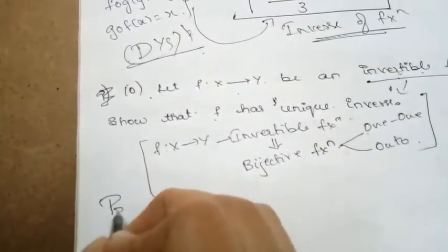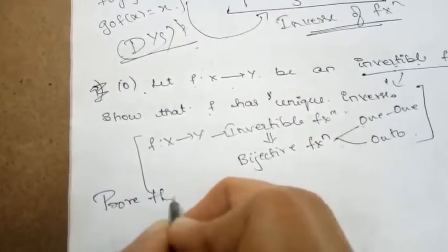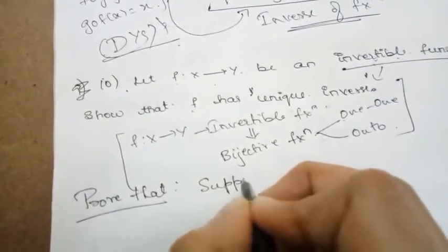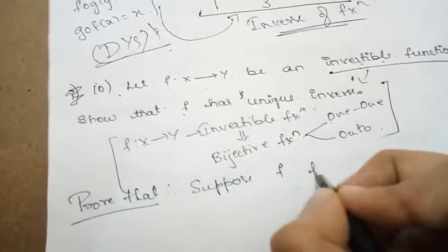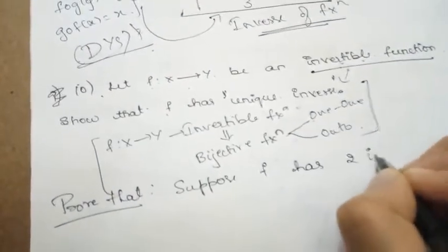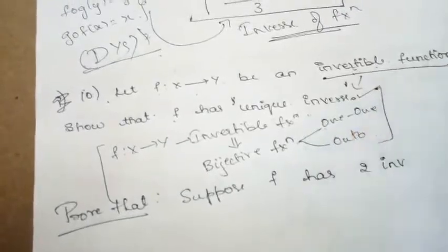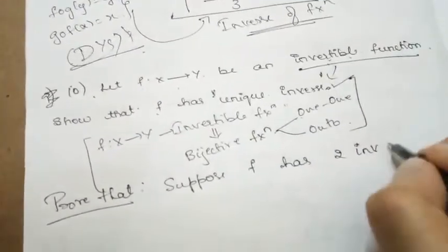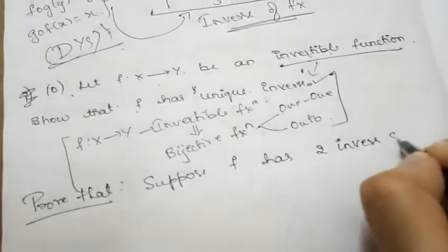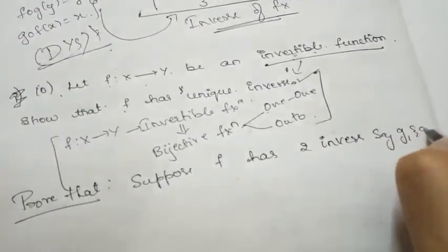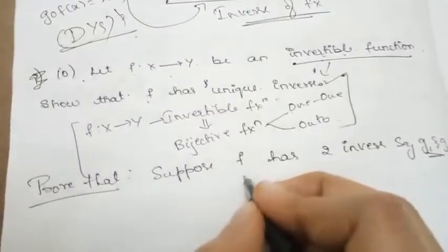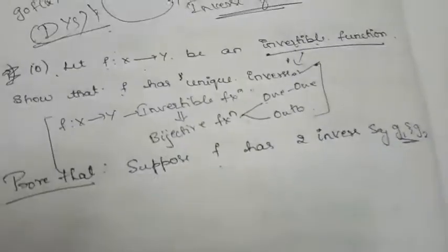So let us prove that by contradiction. Suppose f has two inverses. They have said it has only one inverse, that is a unique inverse. Now I am assuming that f has two inverses, say g1 and g2. These are the two inverses of the given function. So g1 is also an inverse of f, and g2 is also an inverse of f.